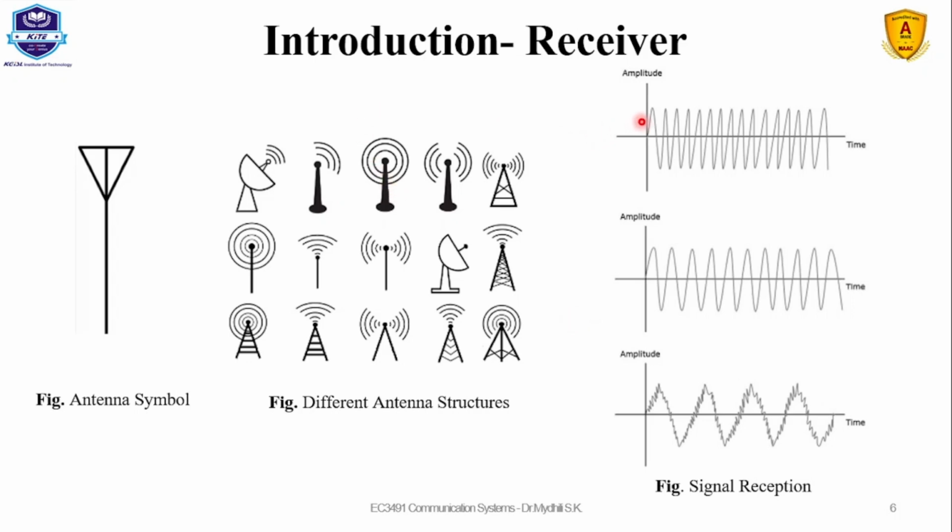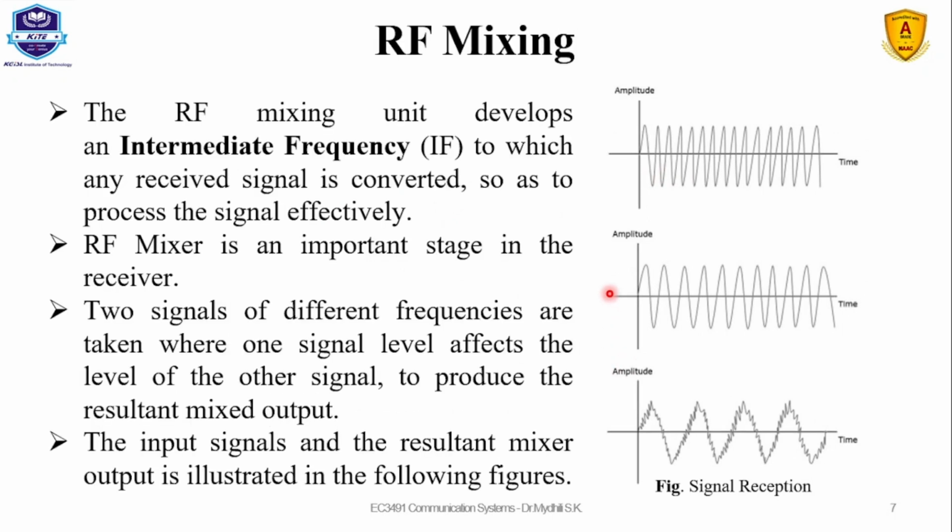The receiver is denoted by this symbol. Whenever you draw the receiver in a block diagram, you have to draw it like this, with a single antenna. Different antenna structures are used to specify different types, like the dish antenna, the monopole antenna, and the transmitting antenna, and different sectors are specified in different structures. So you can see the signal reception technique is explained here with RF mixing.